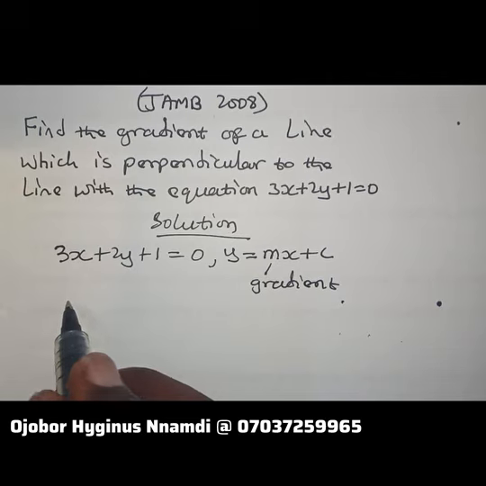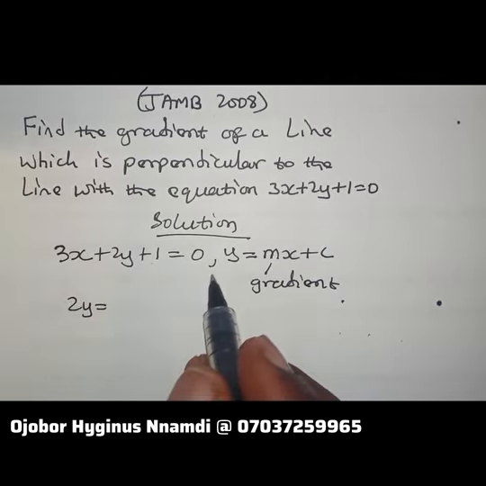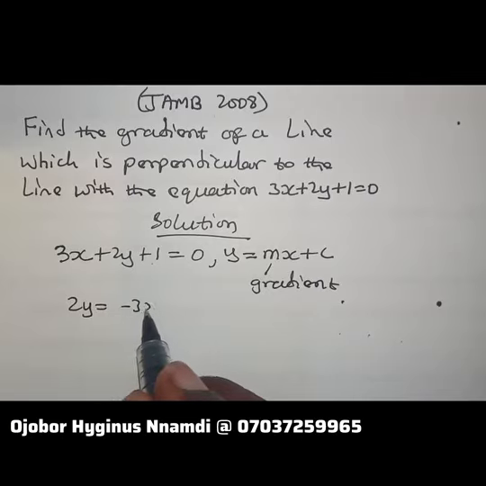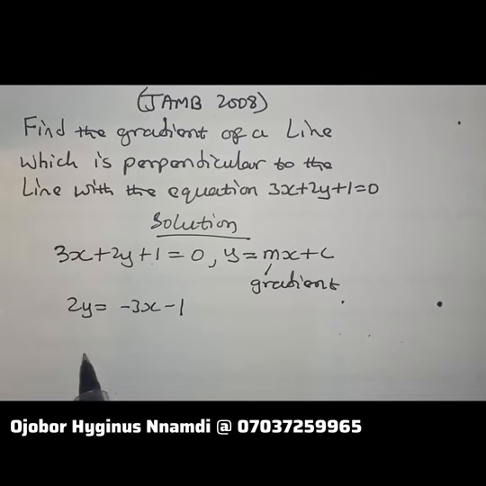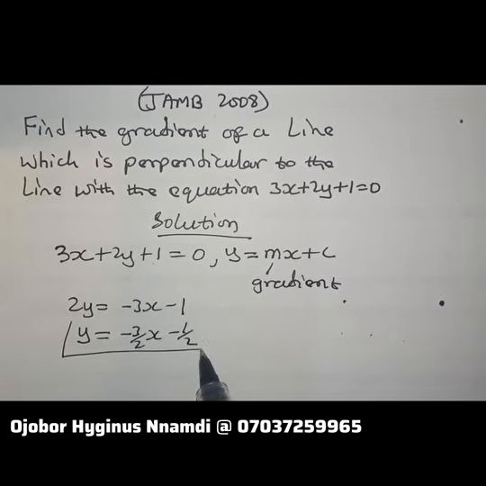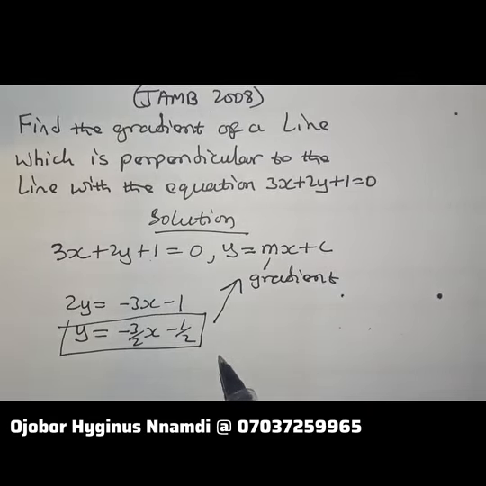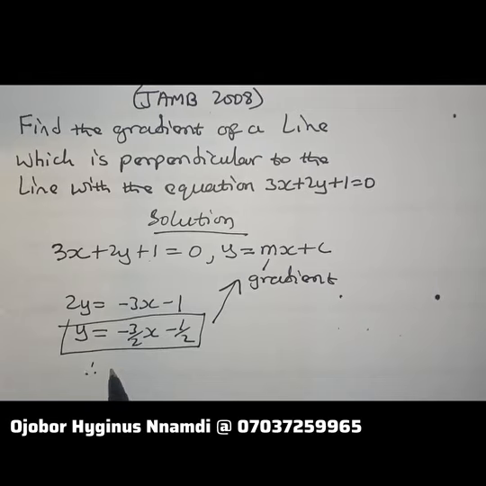in this equation. So we have 2y will be equal to, if we move the 3x to the right hand side of the equation, -3x - 1. We divide both sides by 2 to isolate y. y will be -3/2 x - 1/2. Looking at this, it is now in the form of the other equation. So we can therefore say that the gradient m is equal to -3/2 for this equation.